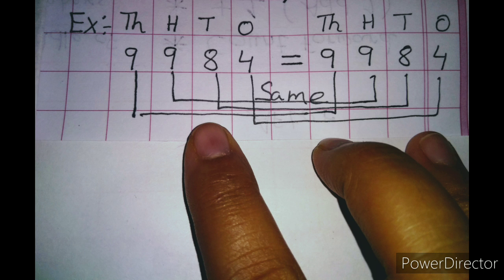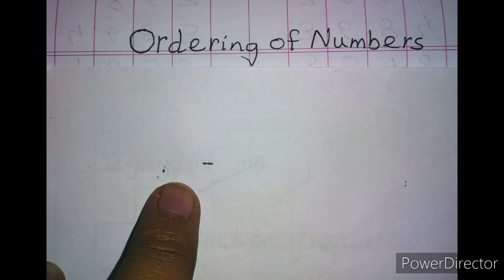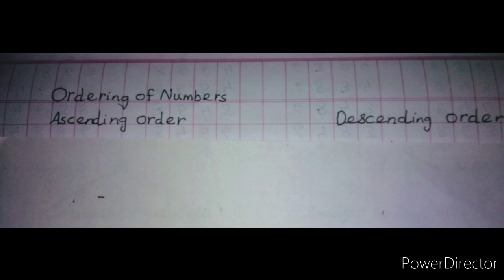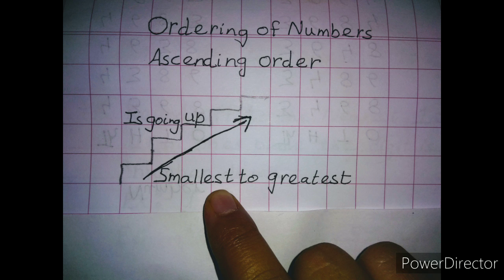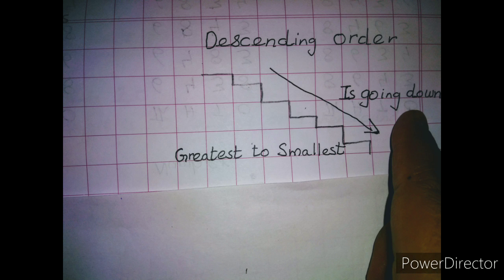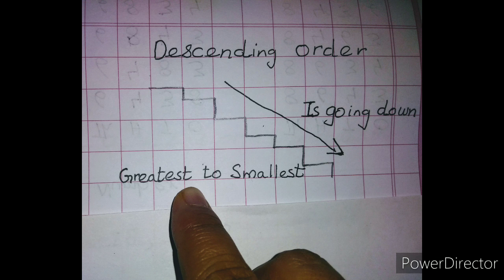The next topic is ordering of numbers. Ordering of numbers means to write in ascending order and in descending order. Ascending order means to arrange the numbers from the smallest to the greatest, that is going up from the smallest number to the greatest number. And descending order means to arrange the numbers from the greatest to the smallest, that is going down from the biggest number to the smallest number.